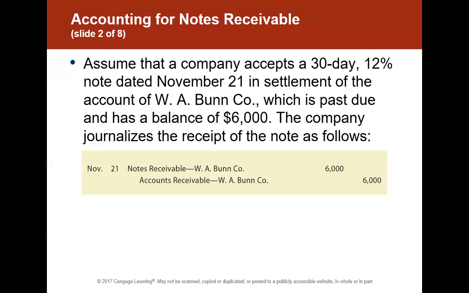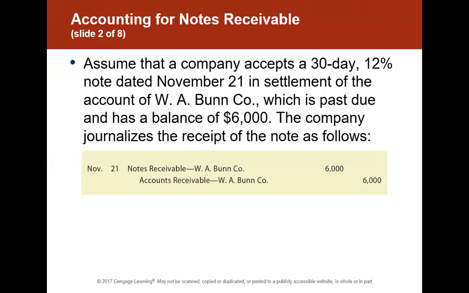So like I was saying a minute ago, these notes could replace an accounts receivable. So we had a company that accepted a 30-day 12% note dated November 21st in settlement of an account, which is past due. So WA Bun Company, it's a nice name. Now it makes me think of cinnamon rolls. Just where my mind goes, right? I always love food. They owe us $6,000, and it was due November 21st, and they can't pay.